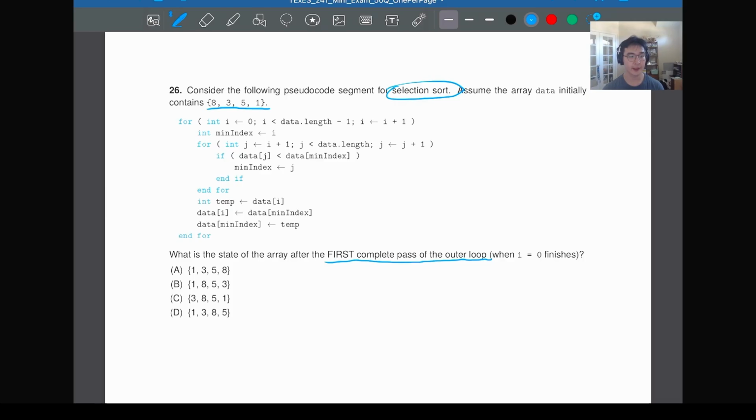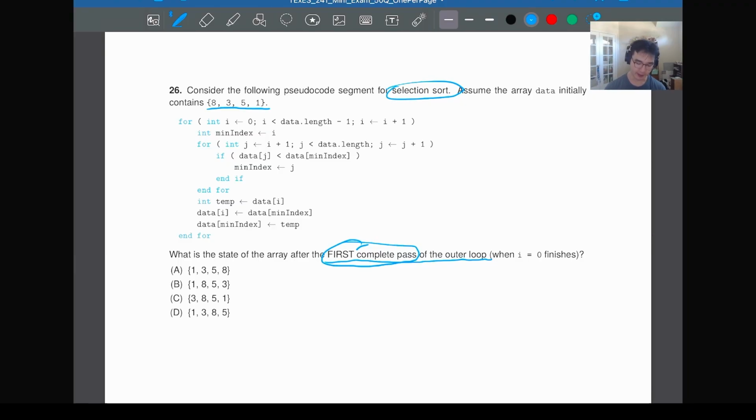Well, first off, we have the code for the selection sort. So if you don't remember how selection sort works, you can trace through the code line by line and solve this problem. Luckily, it won't take too much time because it's just asking for the first complete pass. For a second or third or fourth, I would say make sure you remember how a selection sort works. So how does it work?